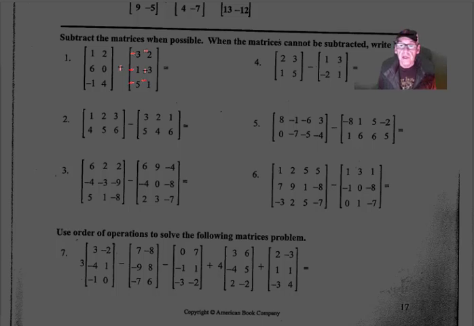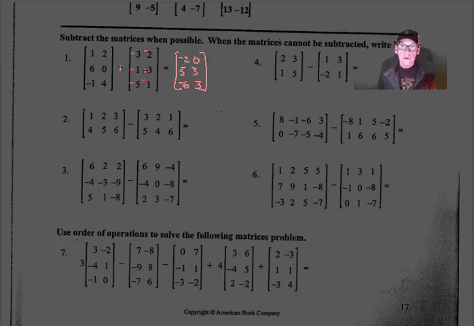So 1 plus a -3 is a -2, and the answer matrix is always going to be the same exact size as your original matrices. Otherwise, if they're different sizes, they can't be added or subtracted at all. So 1 plus a -3 is a -2. 2 plus a -2 is 0. 6 plus a -1 is 5. 0 plus 3 is 3. And -1 plus -5 is -6, and 4 plus -1 is 3.